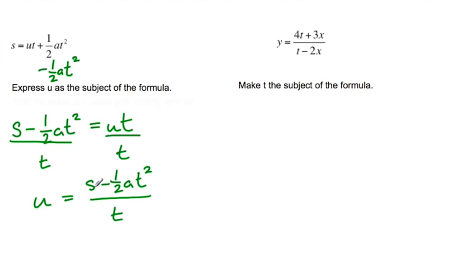But I can't, because this is s minus 1/2 at squared. This is a combined term. I cannot simplify in that way, just like we did in prior lessons. You can see now how it relates.